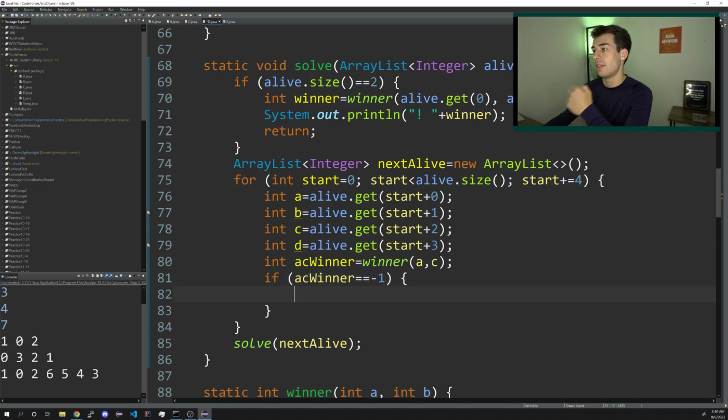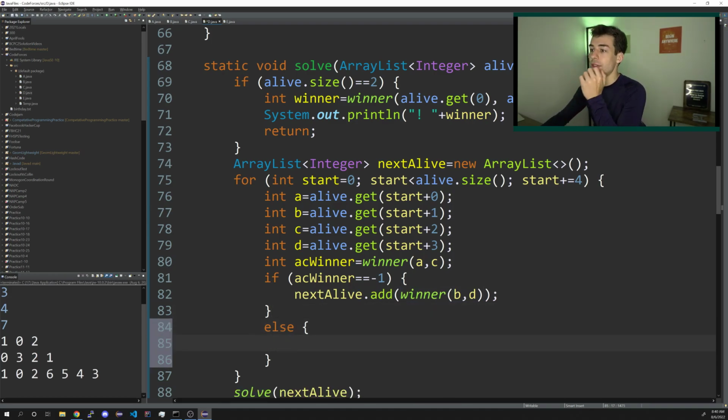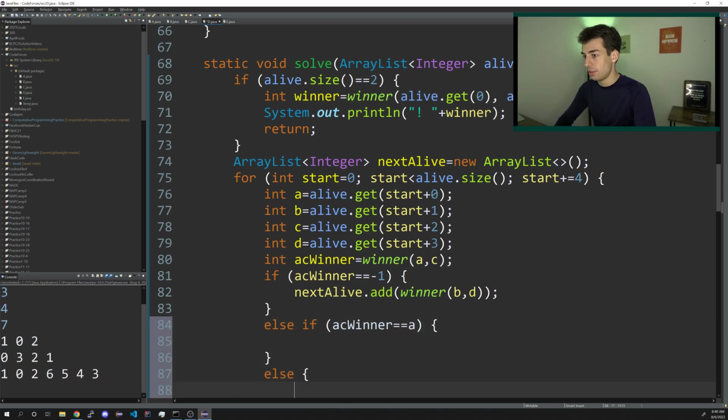Yeah, it won't be. If they tie, someone's got to win. So then next alive.add the winner of B, D. Otherwise, if it's not, else if AC winner equals A, otherwise it equals C.